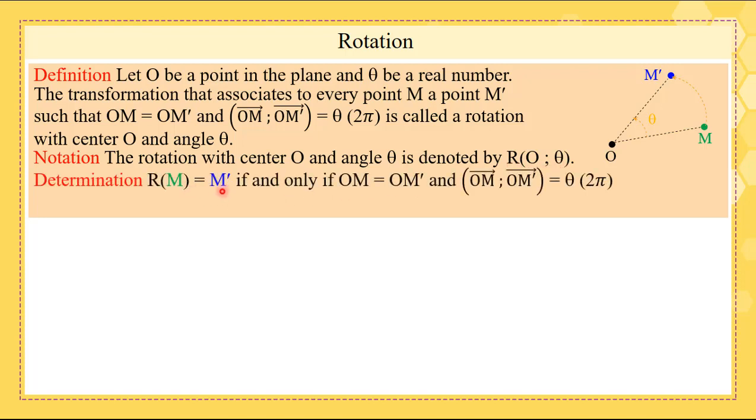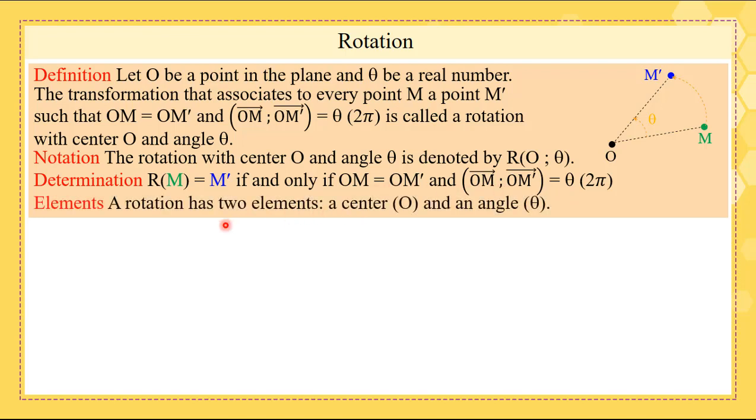Now since M prime is the image of the point M by rotation R, we can write R of M is equal to M prime, and R of M is equal to M prime if and only if OM equal to OM prime and the angle between OM vector and OM prime vector equal to theta modulo 2 pi. Pay attention, here we have two conditions. Now a rotation has two elements, center and angle.